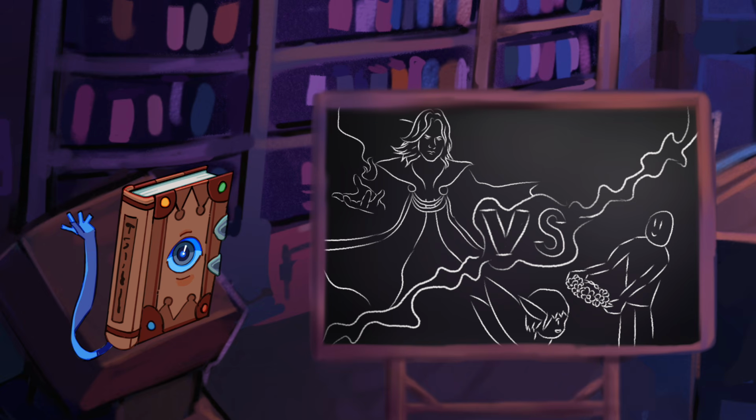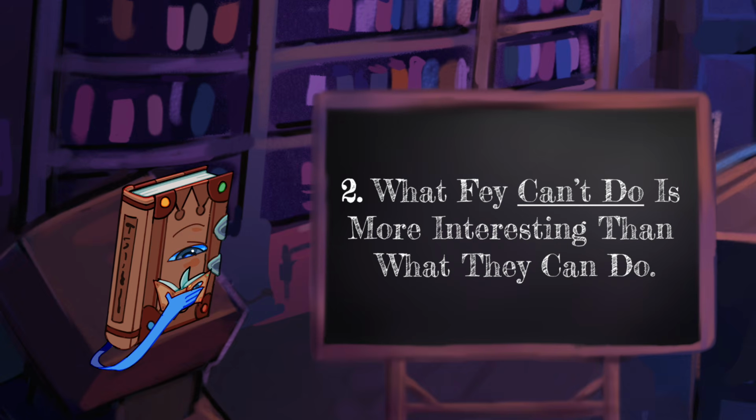And that brings us to the second step in using Fey effectively. What Fey can't do is more interesting than what they can do. If you focus on what Fey can do, the number of things you could choose to focus on becomes overwhelming, and you'll start having issues where your ideas for the narrative begin causing conflicts with the mechanics of the game. However, focusing on what Fey can't do is much easier.